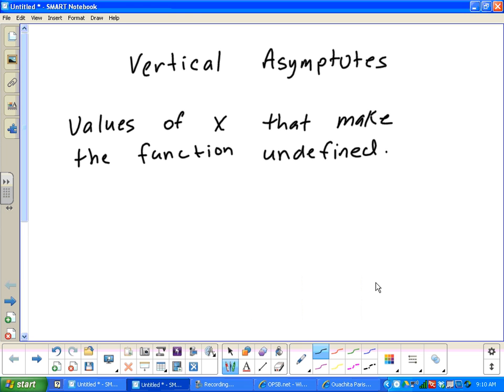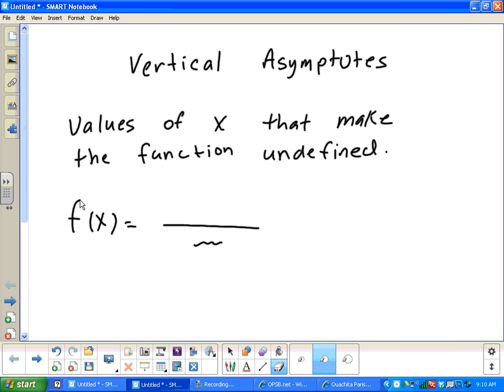All right, so I got to repeat myself. What gives me a vertical asymptote are values of x that make the function undefined. So what we've been dealing with are rational functions, okay? And what makes a rational function undefined is when the denominator down here is equal to 0. So values of x that make my denominator 0 are going to be my vertical asymptotes.